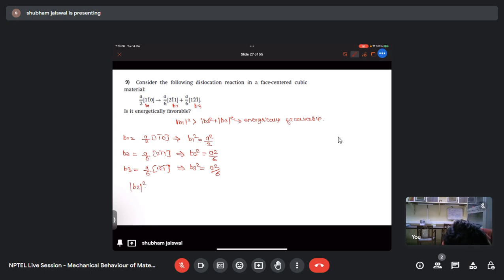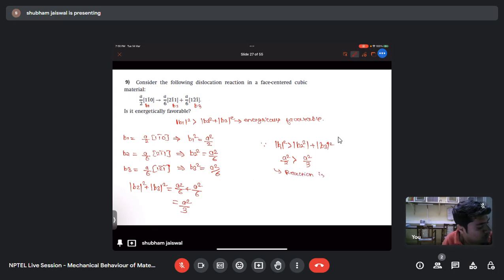Since B1 square is greater than B2 square plus B3 square, that is a square by 2 is greater than a square by 3, so this reaction is energetically favorable. Okay, this was just a simple answer.